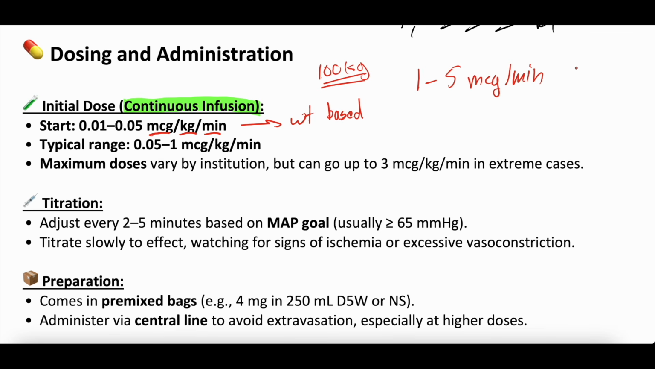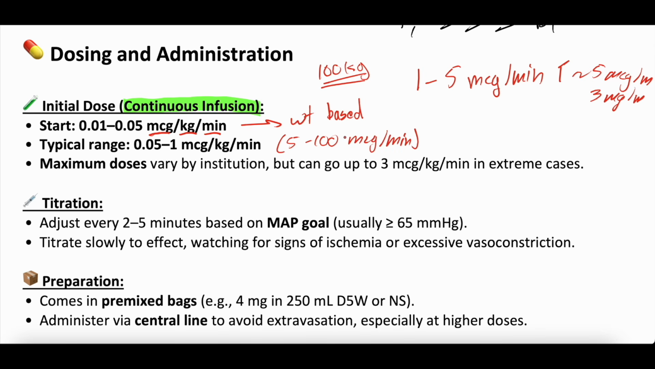And then you titrate it up. You can do the same thing. You can increase it by 5 mics, or by 3 mics per minute without the kilograms. Most commonly, though, it's dosed per kilogram per minute. So starting at 0.01 to 0.05 micrograms per kilogram per minute. Typical range is 0.05 to 1 microgram per kilogram per minute. For those non-weight-based, that would be 100 times this. So the typical range would be 5 to 100 micrograms per minute if it's not weight-based.